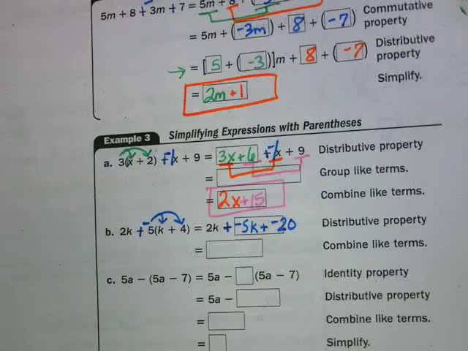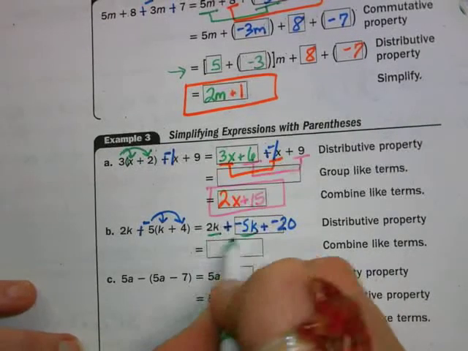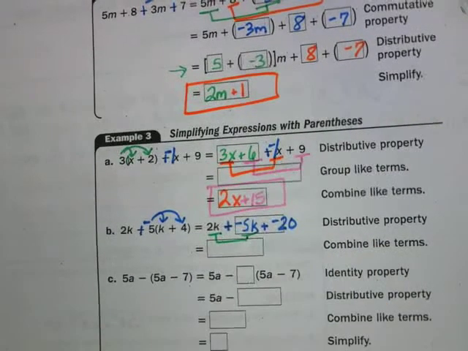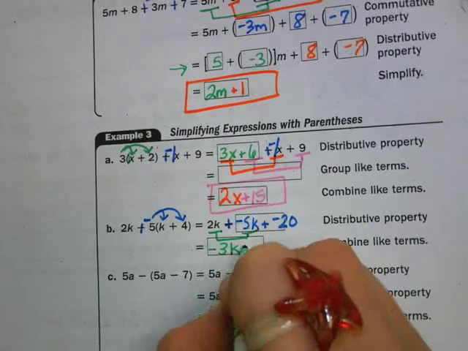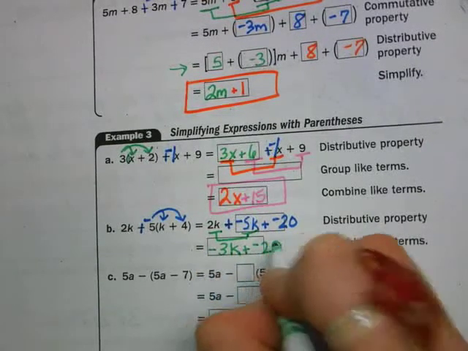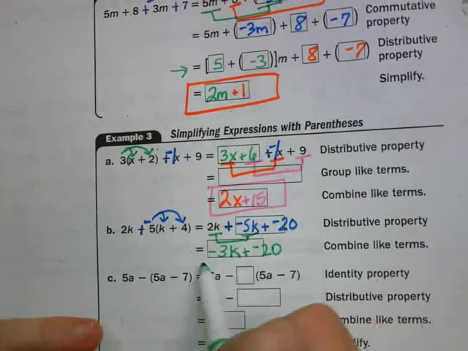Once I'm done distributing, I have to combine like terms. So 2k and negative 5k make negative 3k. And then the negative 20, the plus negative 20, just gets rewritten. There's my final answer.